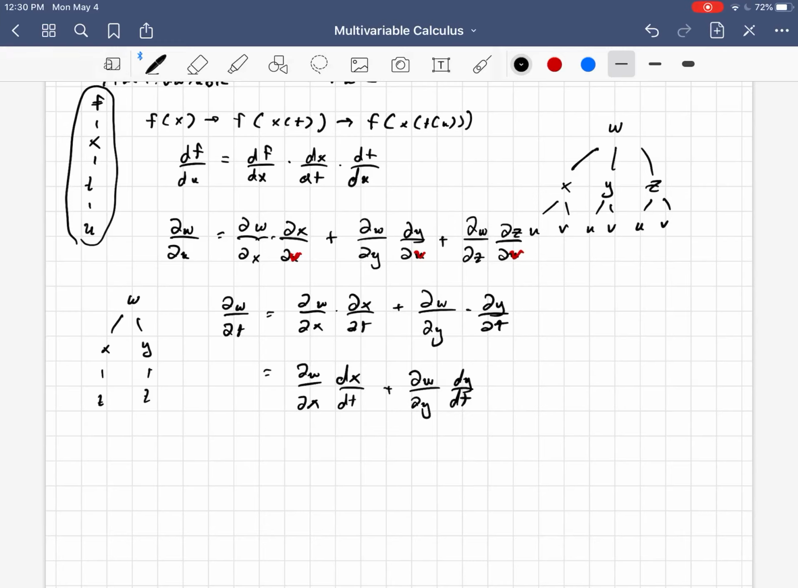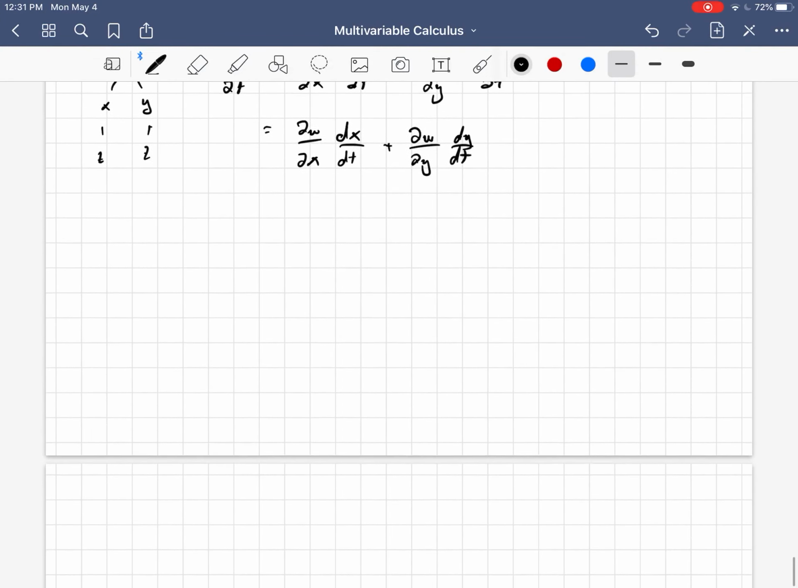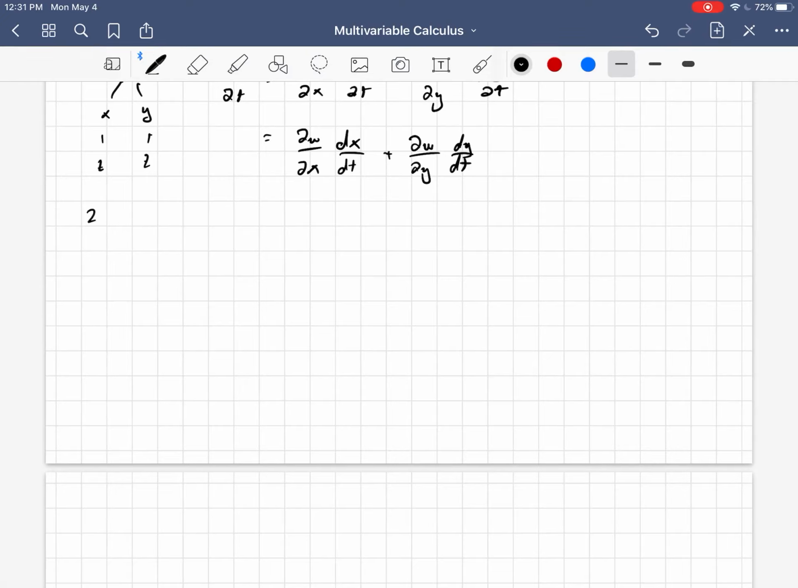Okay, so maybe as an example, let's say we have z being equal to the square root of x squared minus y squared. And then we could have x being equal to e to the 2t and y being equal to e to the negative t. The first thing I always do in these multivariable chain rule problems is draw the tree diagram. The tree diagrams are very, very helpful, especially if you've got like 10 independent variables or something.